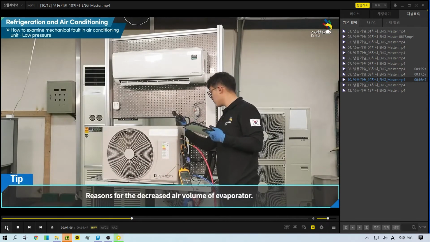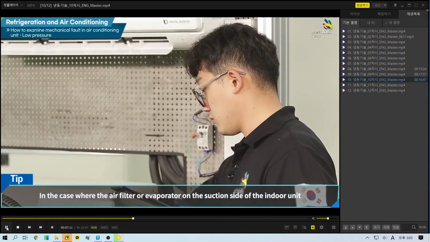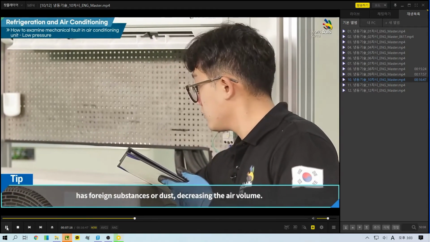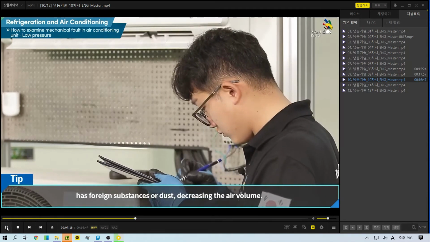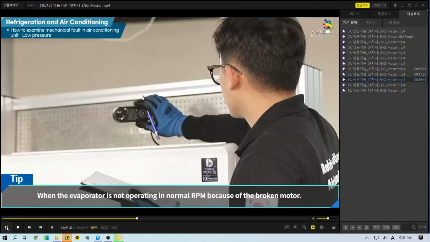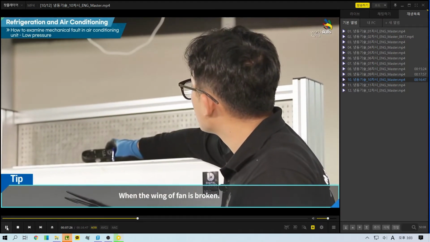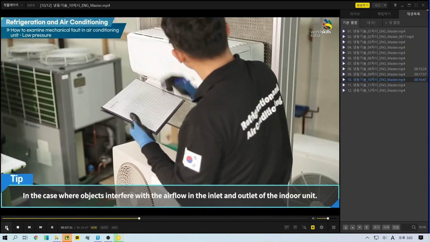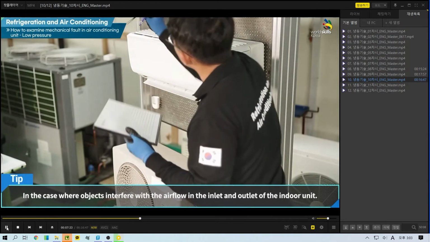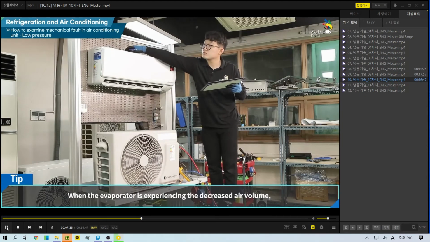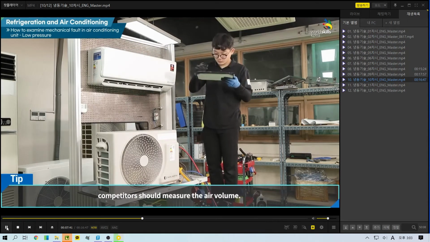There are many reasons that reduce the air volume of the evaporator. First, there is a case where the air filter or evaporator on the suction side of the indoor unit has foreign substances or dust, decreasing the air volume. In addition, there is a case where the evaporator is not operating at normal RPM because of a broken motor. There is a case where the wing of the fan is broken. And there is a case where objects interfere with the airflow in the inlet and outlet of the indoor unit. Therefore, when the evaporator is experiencing decreased air volume, make sure to measure the air volume.